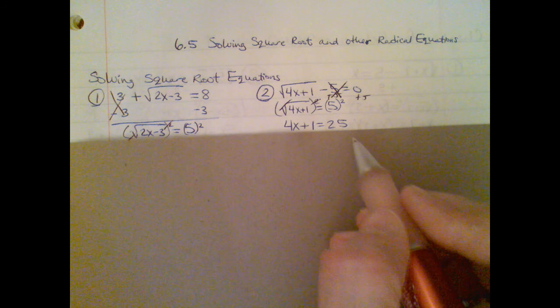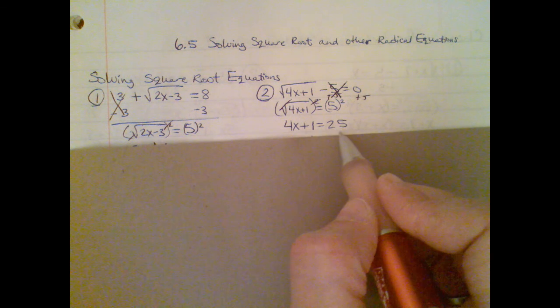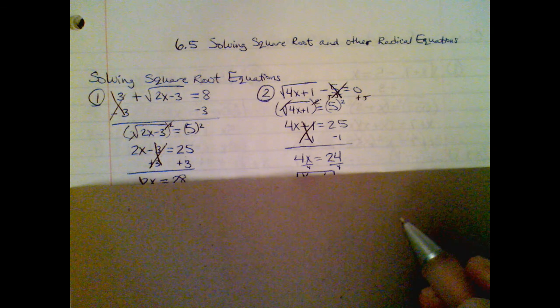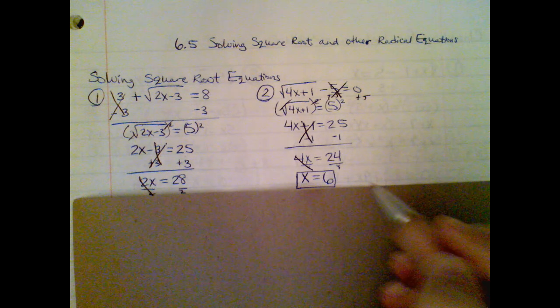And then we solve this two-step equation, so minus 1 on both sides. So we get 4x equals 24. Divide both sides by 4, we get x equals 6.